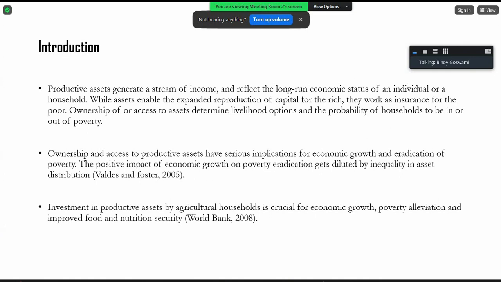Now, at the macro level, ownership and access to productive assets have serious implications for economic growth and eradication of poverty. Because the positive impact of economic growth on poverty eradication gets diluted by the unequal distribution or unequal access to productive assets. If the distribution of productive assets is unequal, it pulls down economic growth disproportionately. In the context of the agriculture sector, investment on productive assets by agricultural households is seen as crucial for economic growth, poverty eradication, and improved food and nutrition security of the households. Next slide.